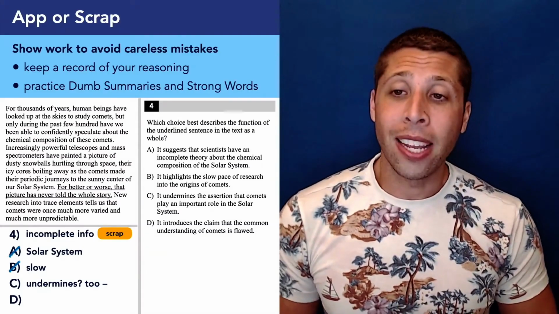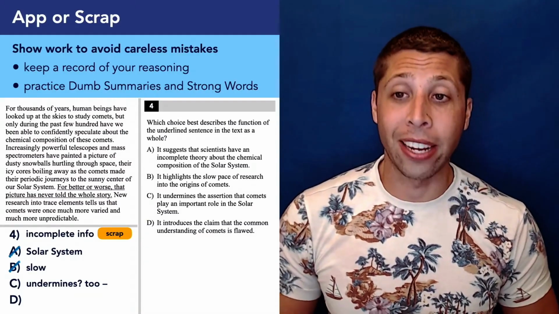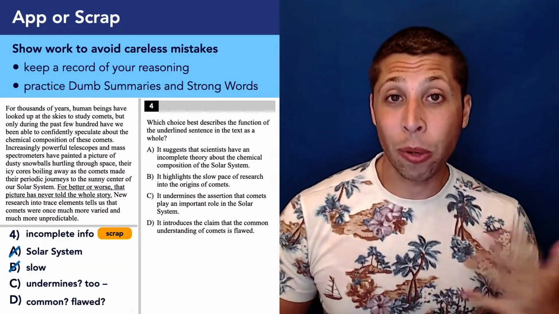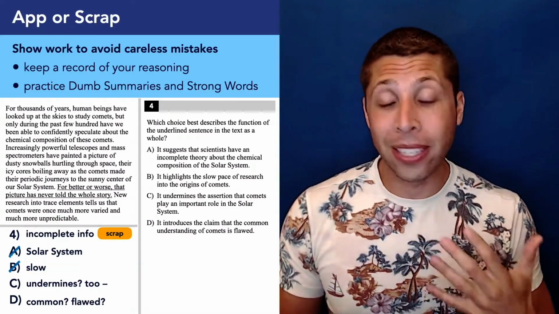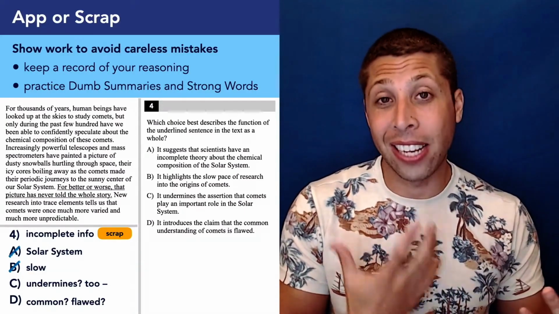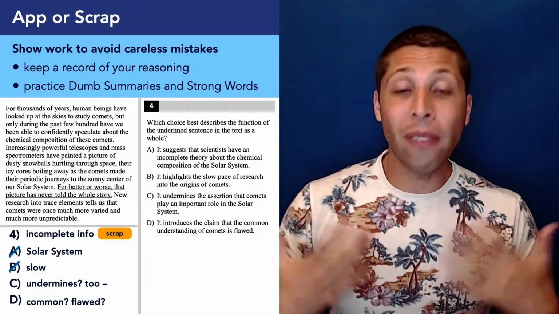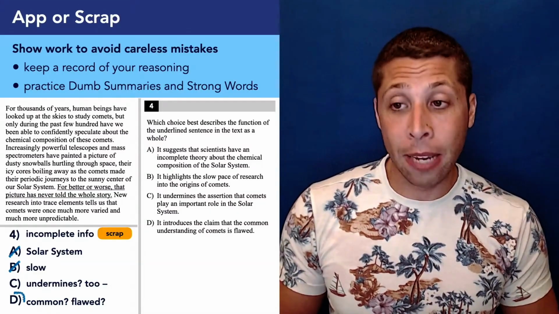Let's look at D. It introduces the claim that the common understanding of comets is flawed. Well, there are also words that bother me here. Common is one of those quantity words. That's another potential trap. Flawed is very negative. It's the same problem as C. But if I've got to decide, I'm going to go with D.